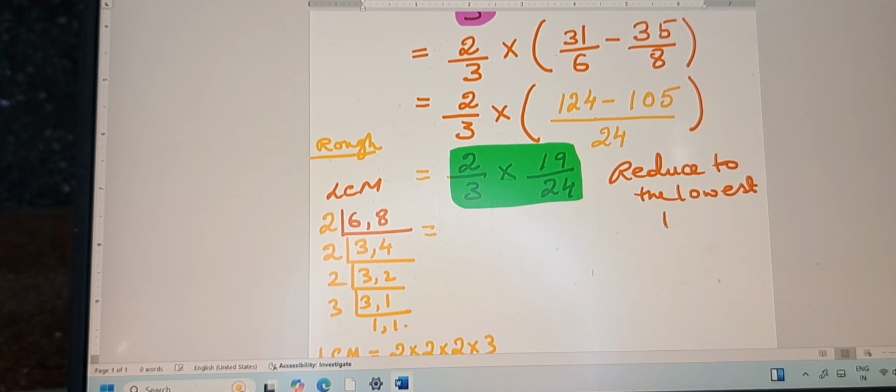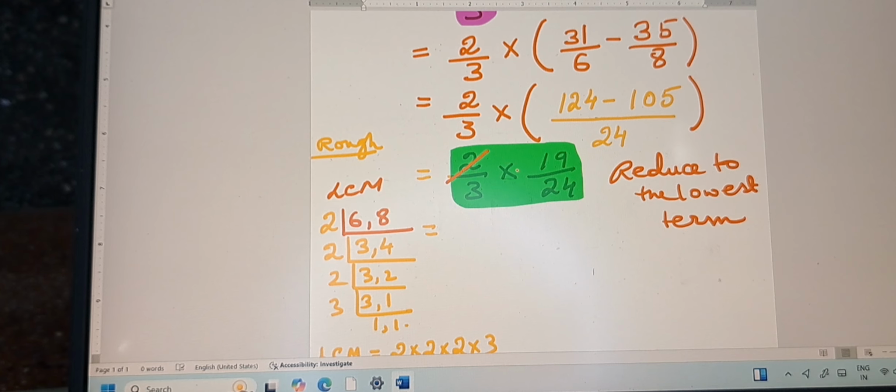So what we can see, we can reduce in a crisscross manner. 2 ones are 2, 12s are. So what is the answer? In the numerator we are getting 19 and in the denominator 12 3s are 36. So this is the final answer.